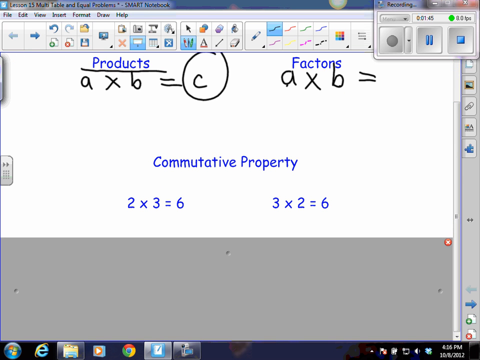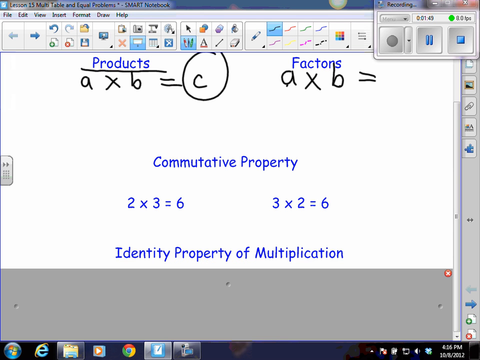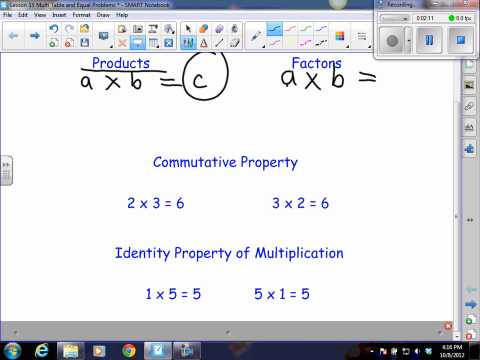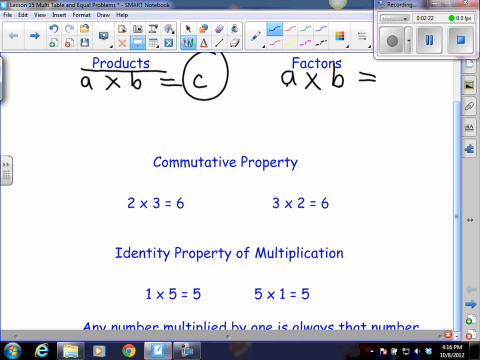Another property that we can explore when it comes to multiplication is the identity property of multiplication. Now, the identity property of addition said that 5 plus 0 equals 5. And so anytime you add a number to 0, it's always going to be that number. Multiplication is going to work a little bit different because we're not going to use the number 0. Instead, we're going to use the number 1. And so 1 times 5 equals 5, just like 5 times 1 equals 5. In the end, the statement that we can make is that any number multiplied by 1 is always that number. And we'll be able to look at this more as we continue on with our lesson.